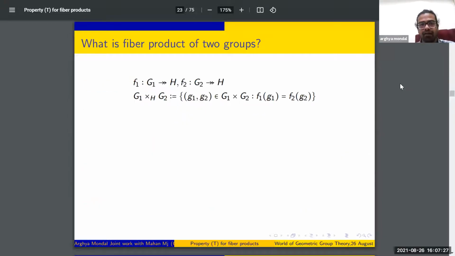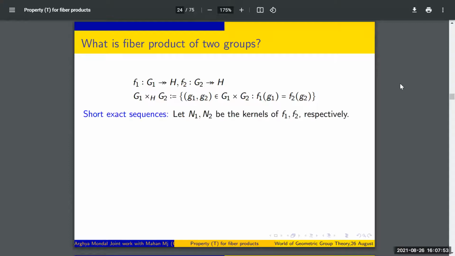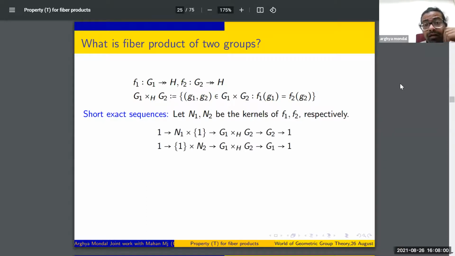So now let us define what is the fiber product of two groups. You take two surjective group homomorphisms F1 and F2 to the same group H, and then you look at a point of H, and you look at the fiber of F1, and you look at the fiber of F2, and you take their product, and then you take the union over all elements of H. Then this is the fiber product. So let me first note that this fiber product fits into two short exact sequences. So let N1 and N2 be the kernels of F1 and F2. Then you can look at the projection of the fiber product to the second coordinate, and the kernel is N1 cross 1, that gives you the first. And then you can look at the projection to the first coordinate, and the kernel is 1 cross N2, that gives you the second short exact sequence.